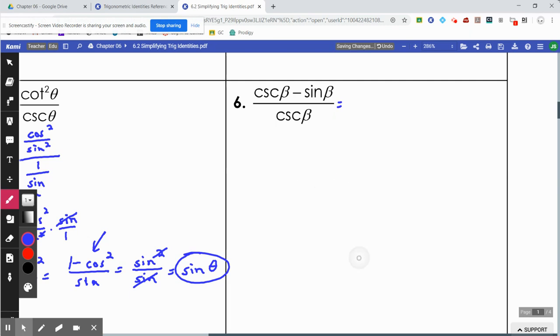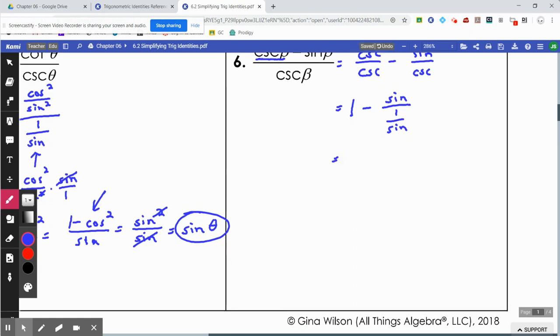The reason I see that this might be useful is I have another cosecant here. When I split it and do the cosecant over the cosecant, that's just a value of 1. Then over here I have sine over cosecant. So cosecant divided by itself is 1, minus sine over cosecant, which I know is 1 over sine. When I flip and multiply, I will get 1 minus sine squared. Again, that's fairly simple, simplified.